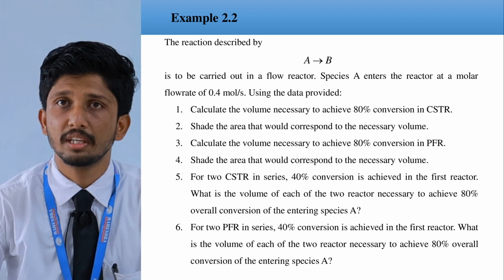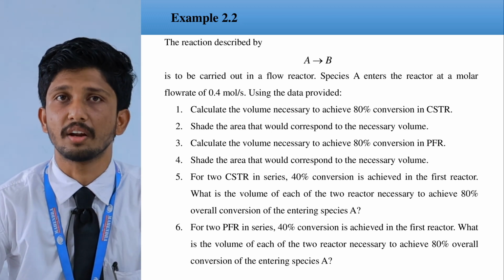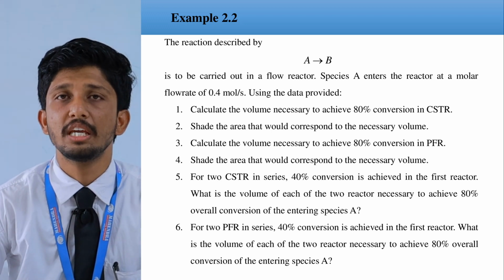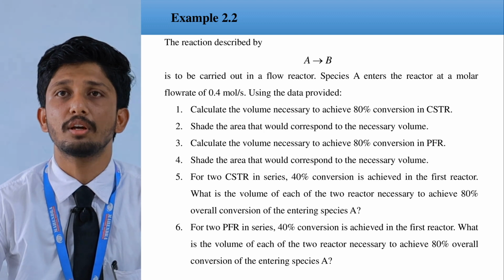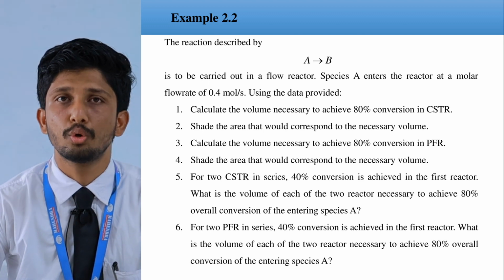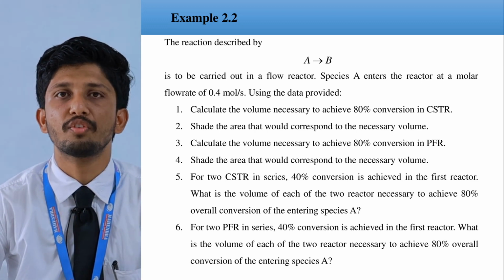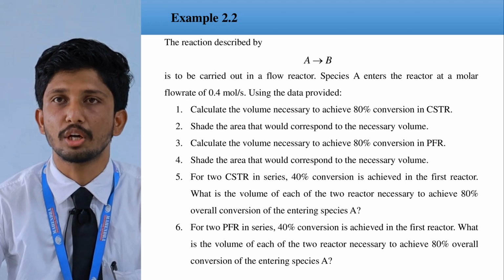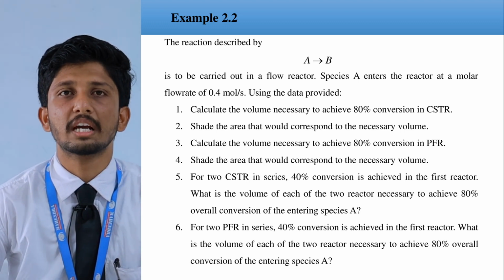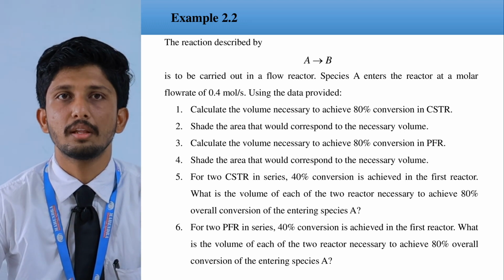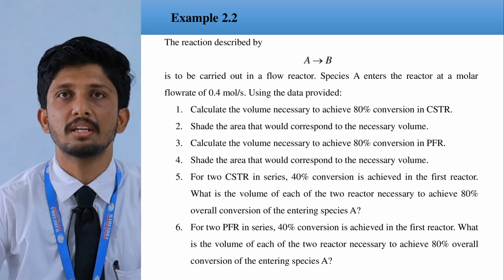For CSTRs in series, 40% conversion is achieved in the first reactor. What is the volume of each of the two reactors necessary to achieve 80% conversion? For 2 PFRs in series, 40% conversion is achieved in the first reactor. What is the volume of each of the 2 reactors necessary to achieve 80% overall conversion of the entering species A? These are the 6 questions.